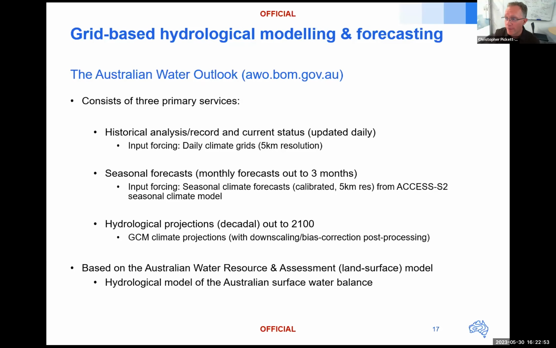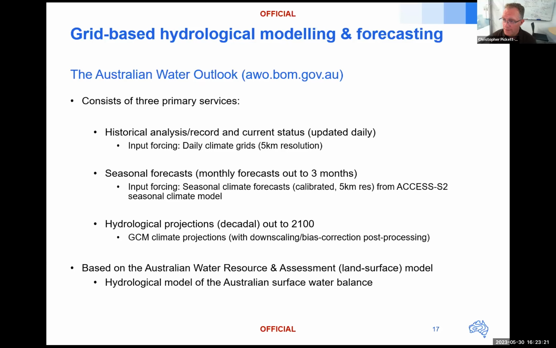Now we come to grid-based modeling and forecasting. So the Australian Water Outlook consists of three primary services: historical analysis, or the record and the current state. I'll explain what that means in a minute. It's updated daily, where the input forcings are daily climate grids at 5-kilometer resolution across the country. Think rainfall, solar radiation, min-max temperature, wind speed across the country.